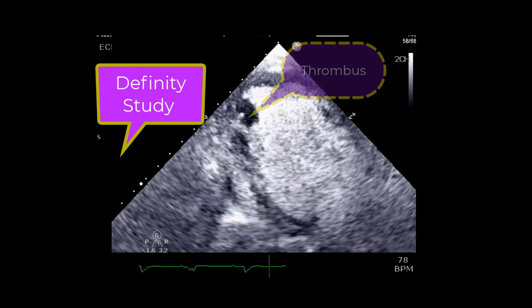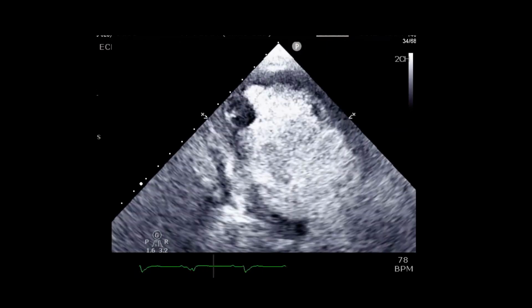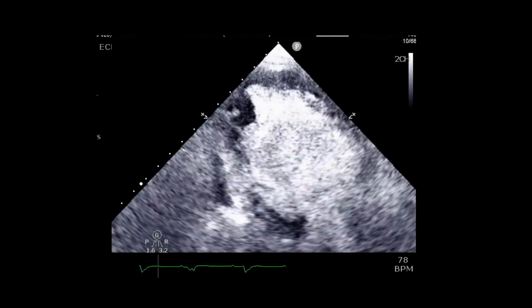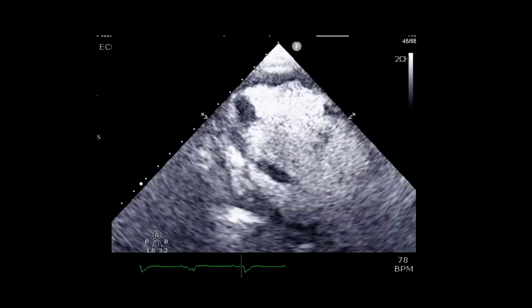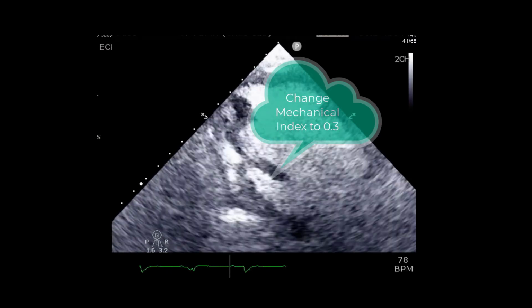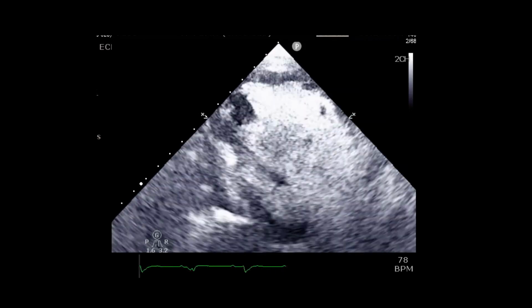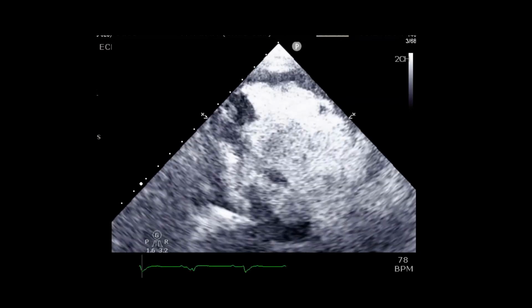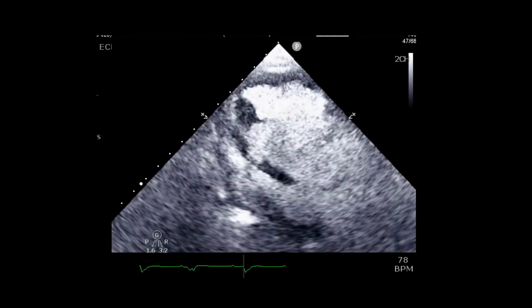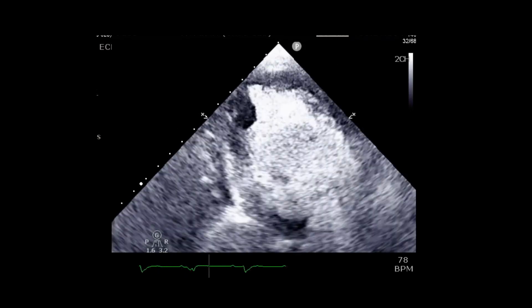You see that the Definity contrast shows up much brighter, and just so you guys, especially the techs and the fellows, know that when we do Definity imaging, it is really important to decrease the mechanical index to a very low index. In this case, it's about 0.3, which allows you to get those nice harmonic wavelengths in addition to the fundamental wavelength, but also not so high that you're breaking the bubbles.